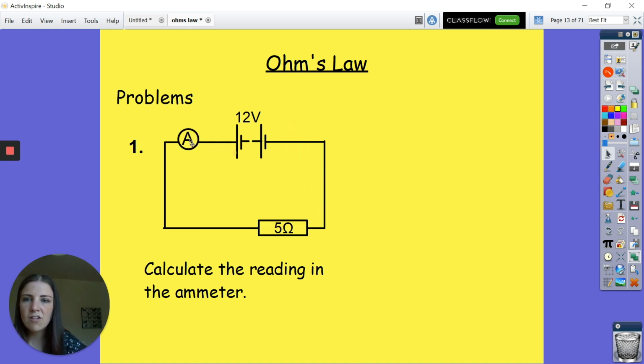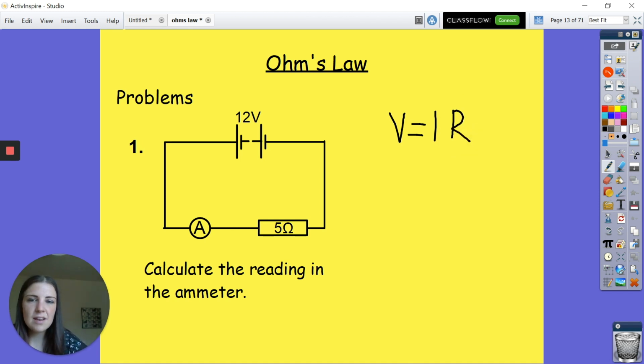It's that traffic jam analogy. The current is the same at every single point in the circuit, and you can see that from that website as well. It wouldn't matter where you take this reading. This 5 ohm resistor is having an effect on the circuit as a whole. So if we want to know the reading in this ammeter, we are looking for current. The formula that would help us answer this is that voltage is equal to current times resistance.